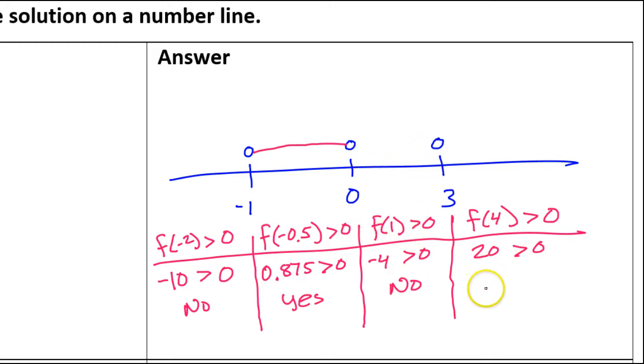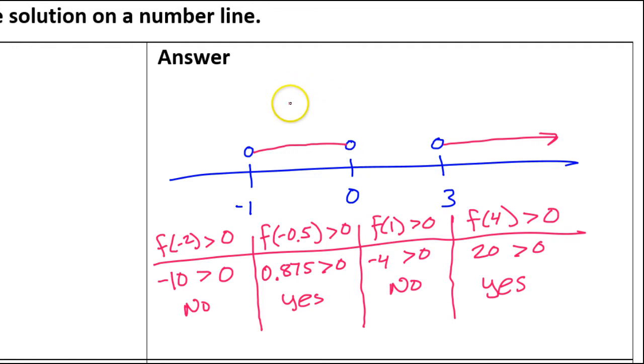Is 20 greater than 0? Yes, it is. That means 4 is a solution, which means every value in this interval is a solution. So I will show that by putting an arrow right here. Okay, so now I have graphed the solution set on this number line.